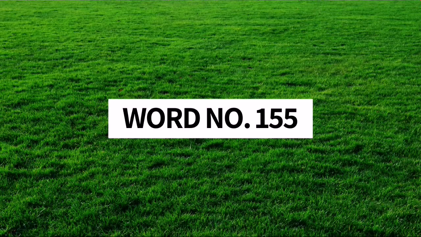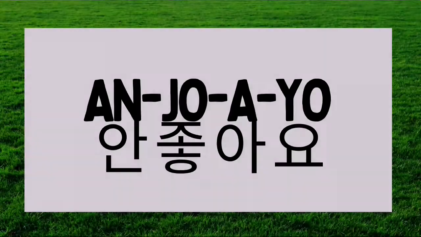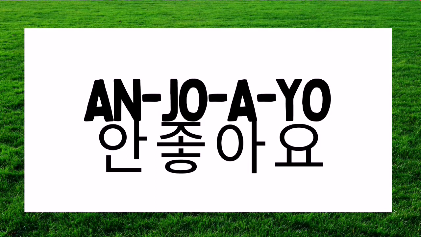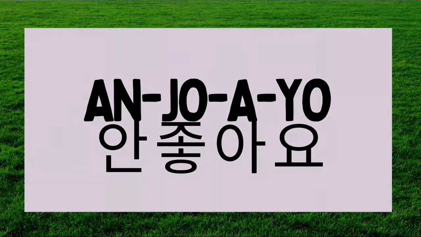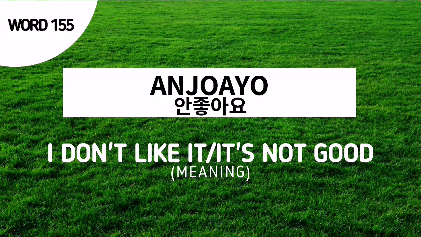Word number 155. Anjoyo. This is pronounced as a four-syllable word. The first syllable is an, second syllable is zo, third syllable is a, and fourth syllable is yo. Pronounce it with me. Anjoyo. The word anjoyo is just the opposite of joyo. It means I don't like it or it's not good.